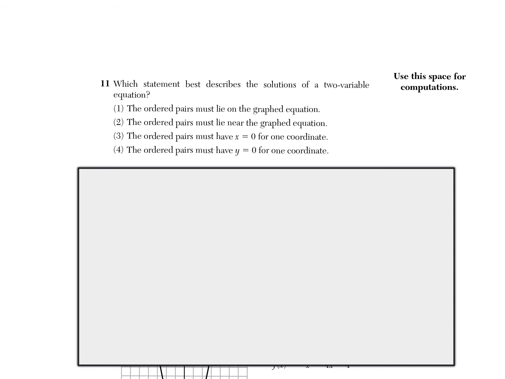If you have a two-variable equation, your ordered pair, when you come up with it, has to be on the equation if it's actually going to be a solution. So if you were to graph your equation, let's just say we graph here y equals mx plus b, the solutions to this are going to have to lie on this line. Otherwise, it's not a solution to it.